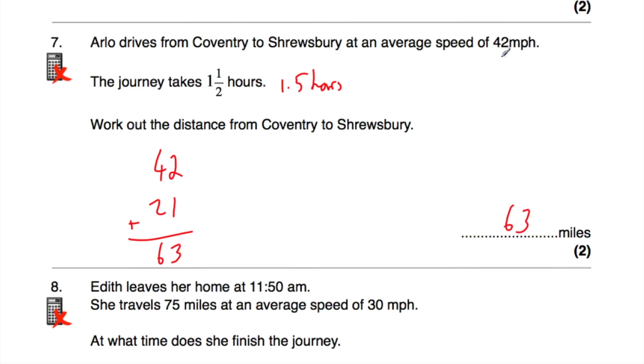And just to recap that, we know the speed was 42 miles per hour. So in 1 hour, the car would travel 42 miles. So that's 1 hour. We know it's an hour and a half.